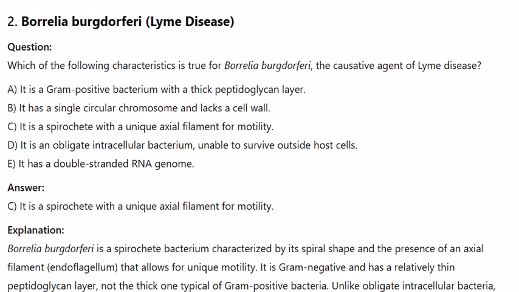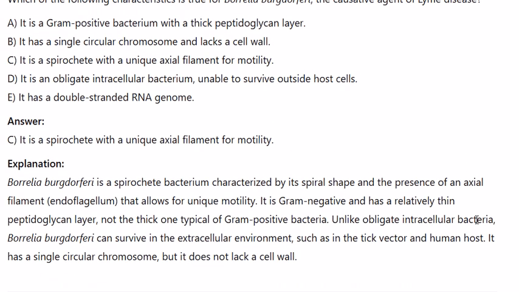Explanation: Borrelia burgdorferi is a spirochete bacterium characterized by its spiral shape and the presence of an axial filament, endoflagellum, that allows for unique motility. It is gram-negative and has a relatively thin peptidoglycan layer, not the thick one typical of gram-positive bacteria. Unlike obligate intracellular bacteria, Borrelia burgdorferi can survive in the extracellular environment, such as in the tick vector and human host. It has a single circular chromosome, but it does not lack a cell wall.